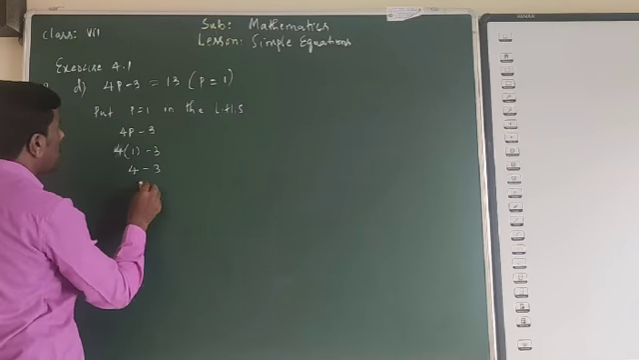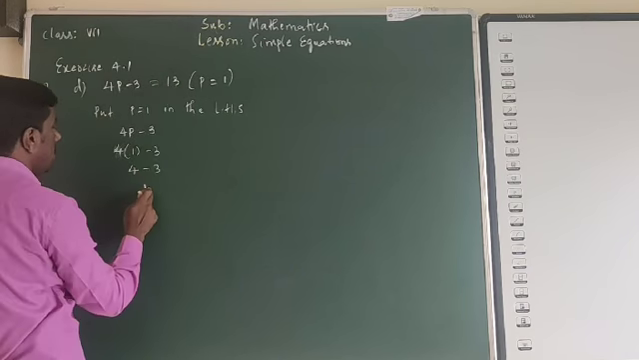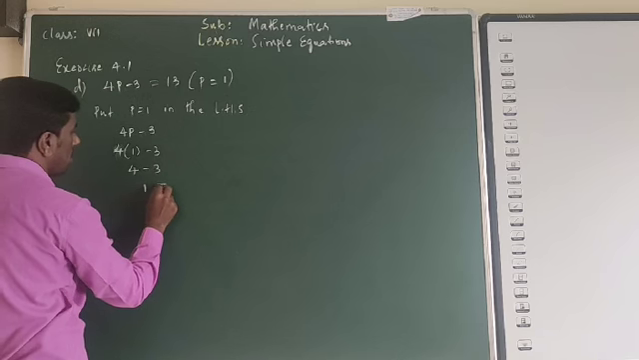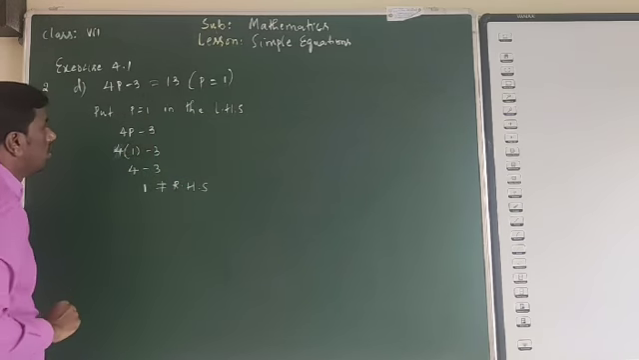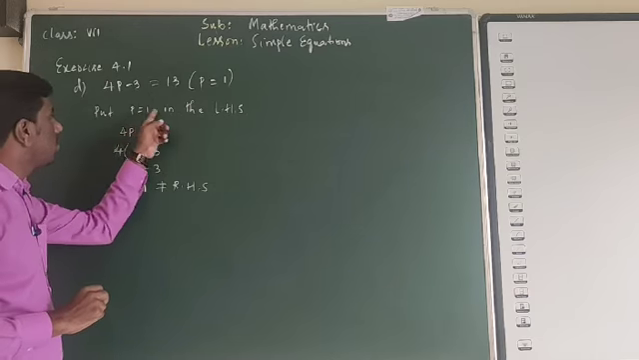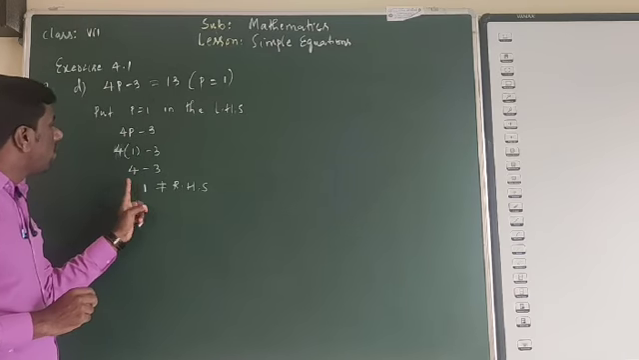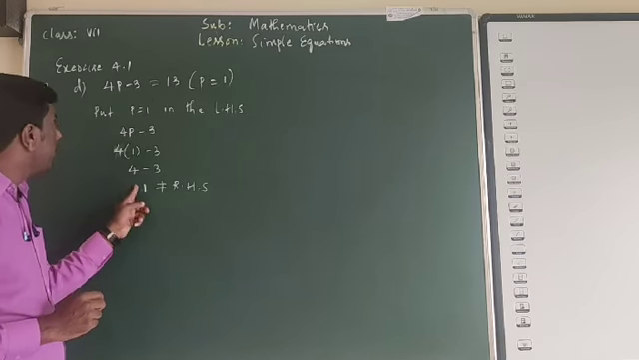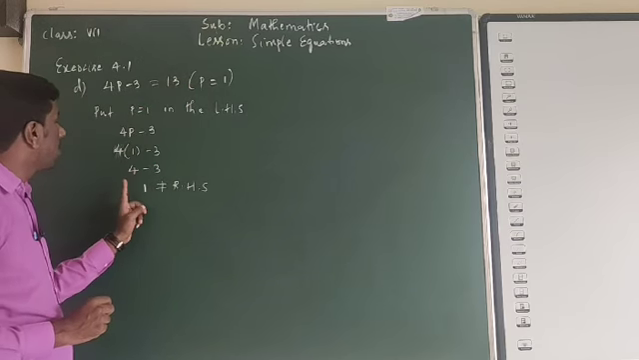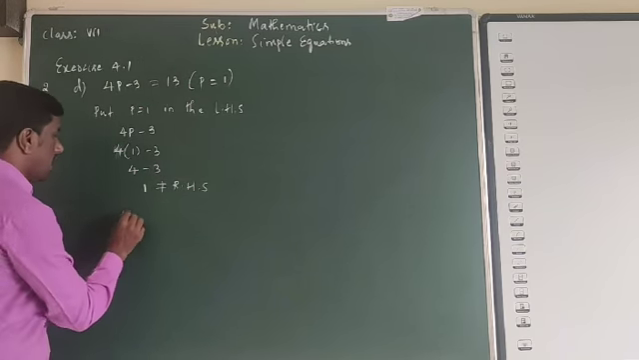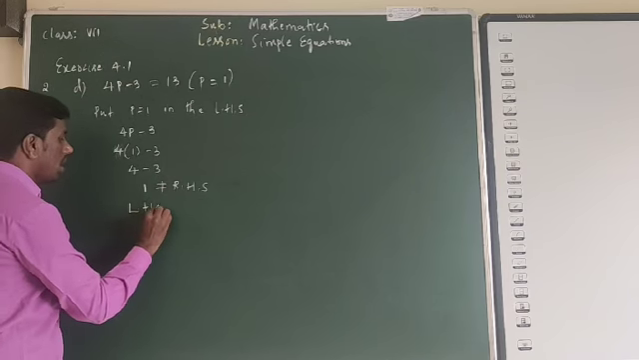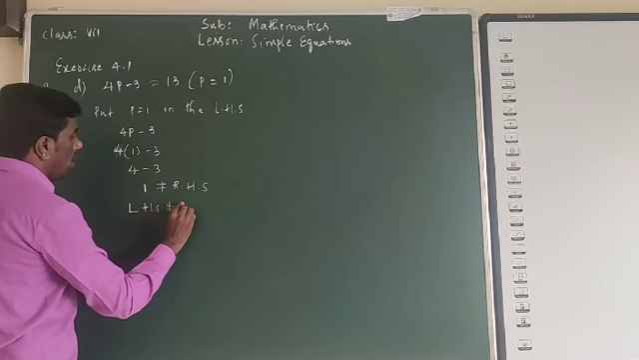You can observe that RHS is 13, whereas here we are getting 1, which is not equal to RHS. If p is equal to 1 were a solution, you would have gotten 13 here, because RHS is 13. But you are not getting 13, you are getting 1. That means LHS is not equal to RHS.